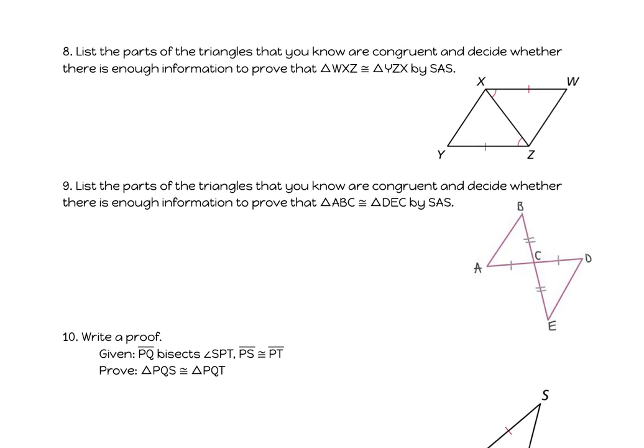Okay, 8 and 9, you just have to give me some information. How do I know that these triangles are congruent by side angle side? Some of it's already marked. What else do I need to know? And then tell me why. Down here, oops.